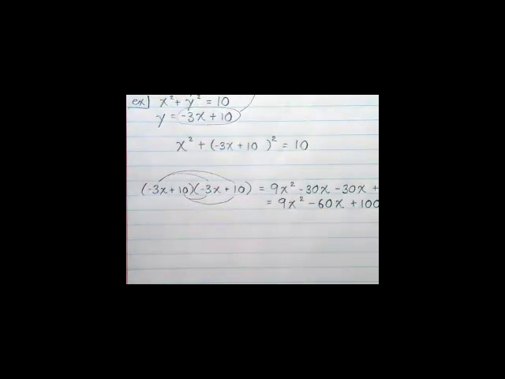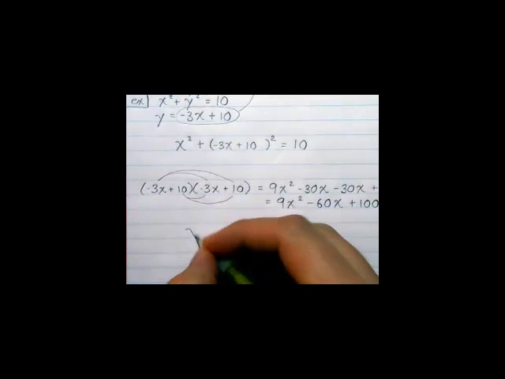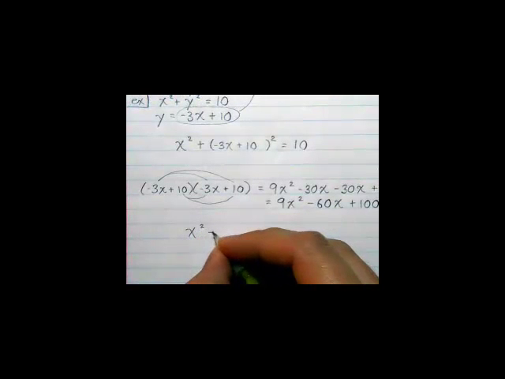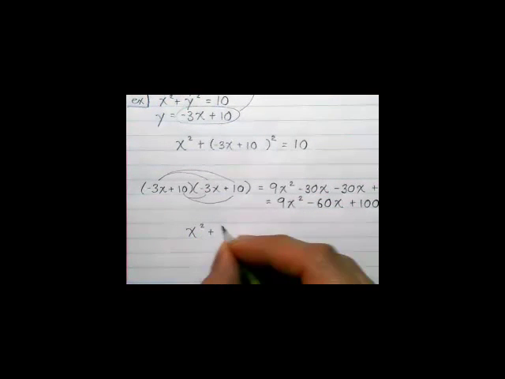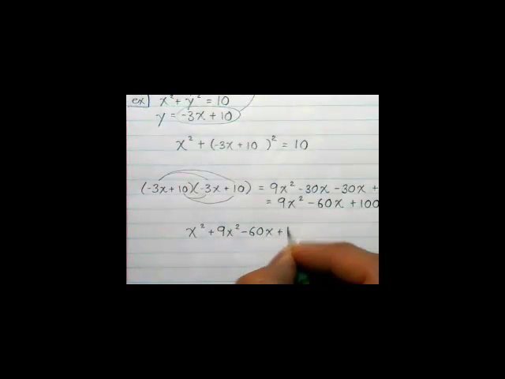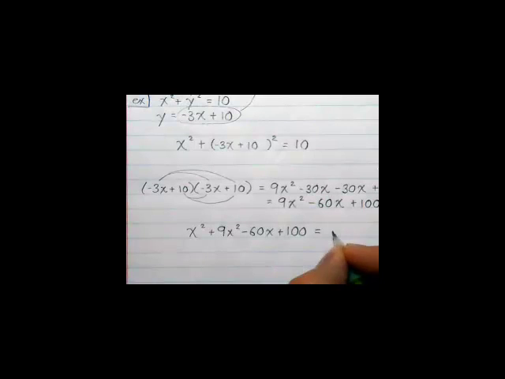Okay, so that quadratic right there is just the parenthesis part of that equation, right? We still got that squared on there, and it's still equal to 10. So we got to put it back in, okay? So we've got x squared plus all of that, 9x squared minus 60x plus 100 equals 10.